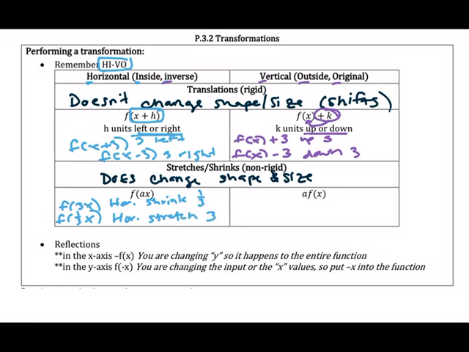And when you're thinking about these horizontal stretches and shrinks, what I want you to think visually is that you're taking the x-axis and you're shrinking or you're pushing it together versus pulling it further away. And that'll help you get a visual understanding of what's going on with the function.